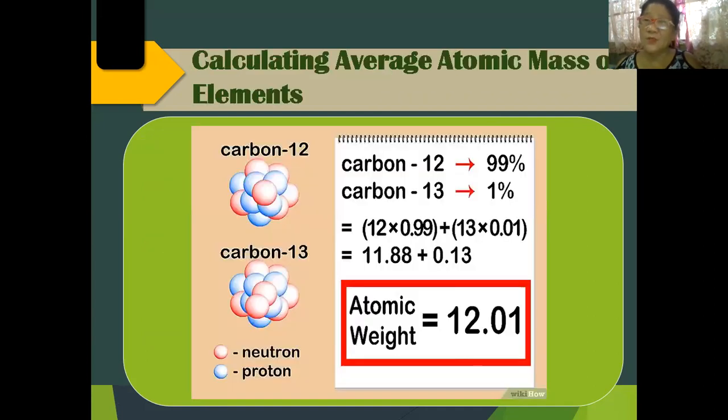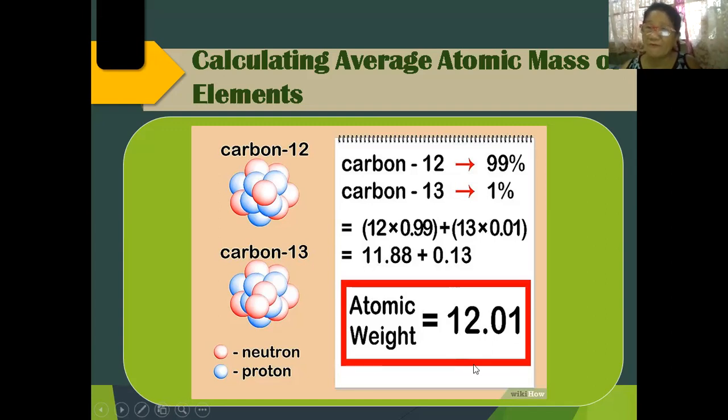We will discuss that. So how are we going to get the average atomic mass if an element has 2 or more isotopes? For instance, carbon 12 and carbon 13. What is the atomic weight? Okay, so we will get the average of these two isotopes. Carbon 12 was found to be 99% abundant, meaning carbon 12 is the dominant one, since there is much more of it in the environment, in nature. Carbon 13 is only 1%.